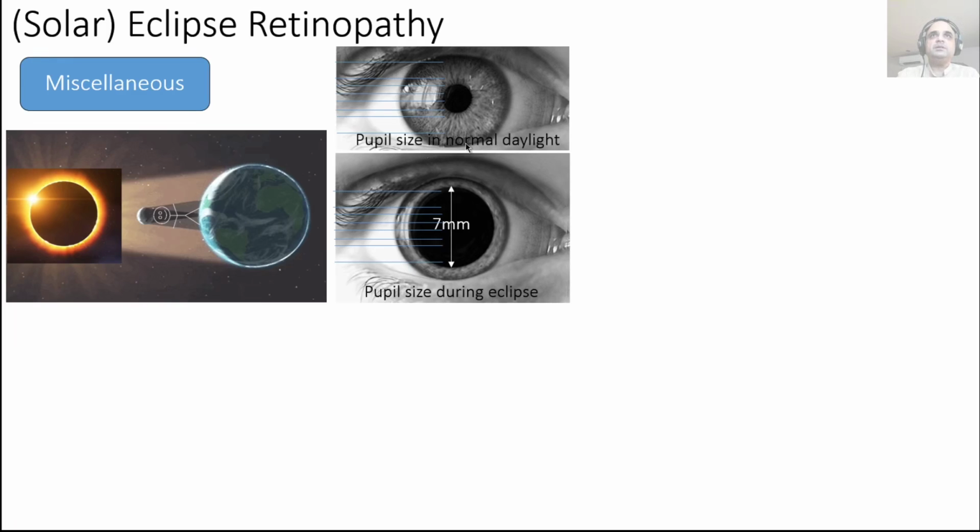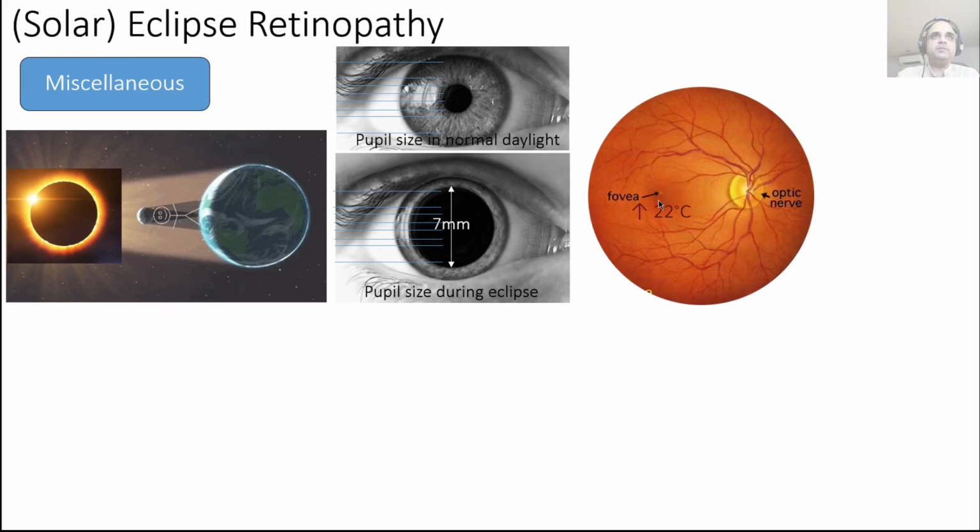Under normal viewing conditions on a normal day, the amount of visible radiation is bright enough to cause your pupil to be constricted. Right now, whatever radiation is coming in is not enough to constrict your pupil. Your pupil dilates in response. So whatever sunlight is coming in is going to focus on your fovea, because you're looking at the sun. That's your object of interest.